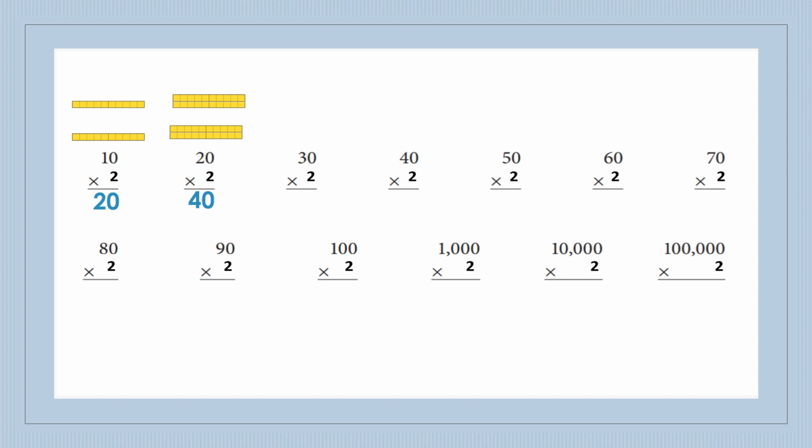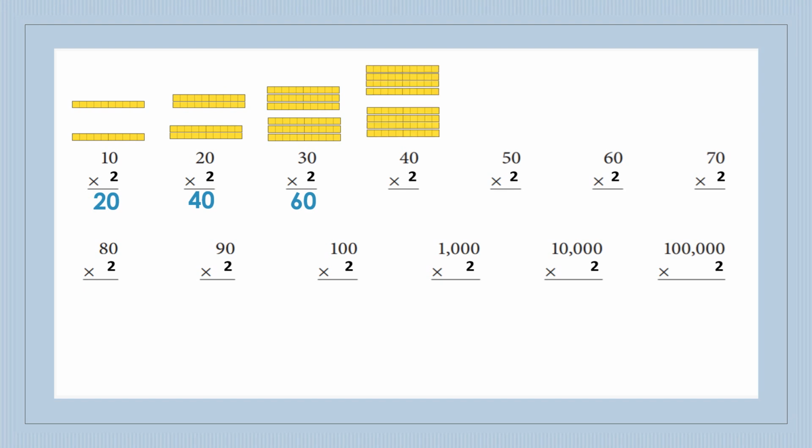30 times 2. Two equal groups of 3 tens each. 30 plus 30 gives me a product of 60. 40 times 2. Two equal groups of 4 tens or 40. 40 times 2 gives me a product of 80. 50 times 2. Two equal groups of 50. 50 plus 50 gives me an answer of 100.